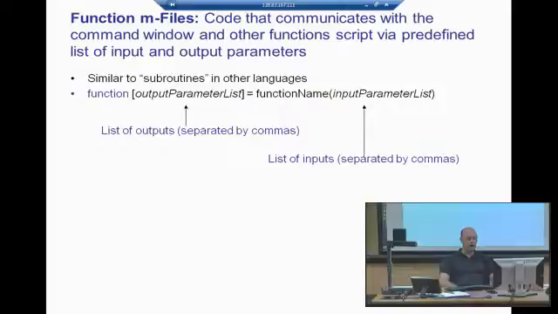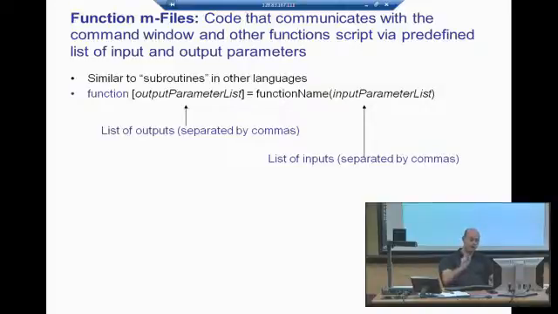Function files are code that communicates with the command window and other functions using a predefined list of input and output parameters. If you've ever coded in a different language, you may have called them subroutines or modules, something like that. They're called functions in MATLAB. And this is very, very, very important. The first line of every function file looks exactly the same.